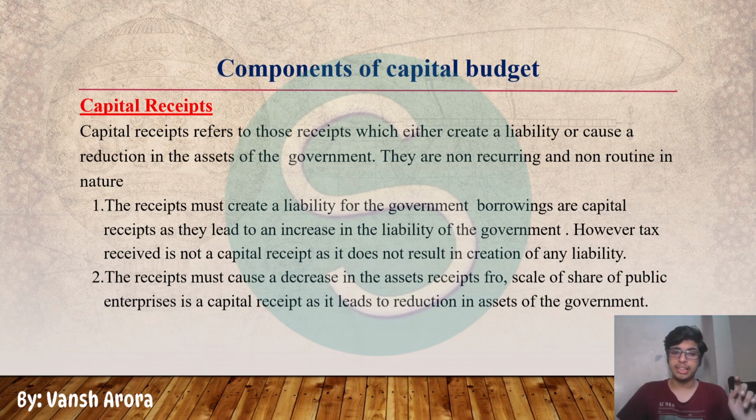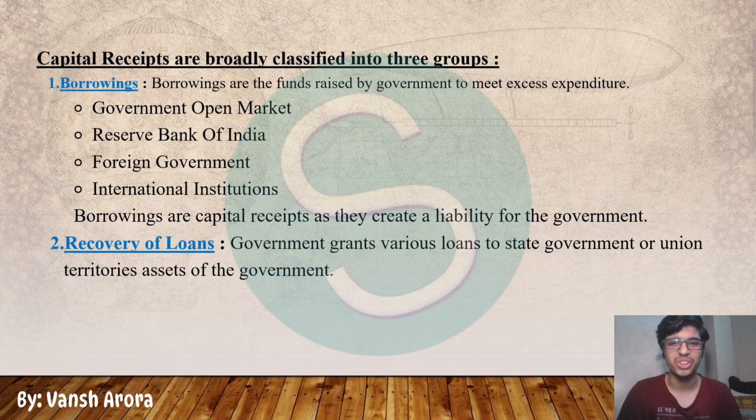Now, if we take a decrease in the total assets, I will give you an example: the sale of shares of a public enterprise. Suppose the government sold its office or an enterprise to someone. What happened? Its asset decreased, and it got cash, so it is getting the receipt, but in taking that receipt, it reduces the assets of the government. Clear till now? Any doubt? I hope this is clear to everyone.